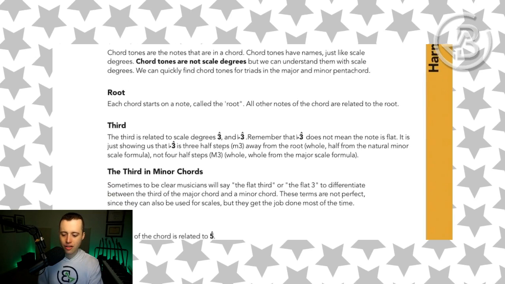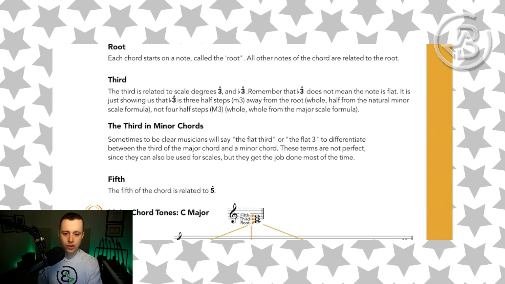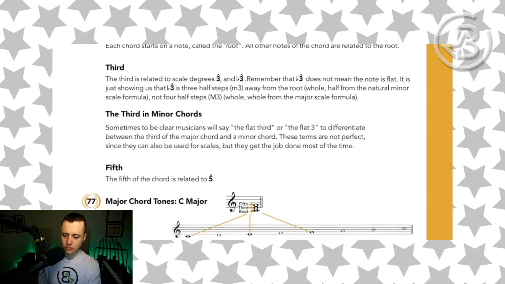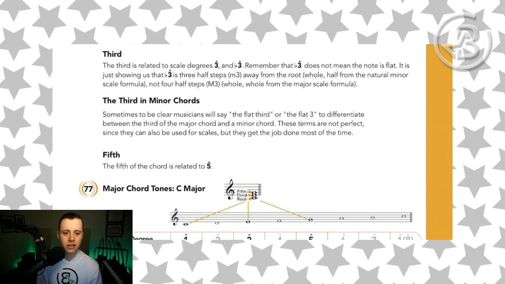So we have 3 chord tones in triads because we have, well, 3 notes. The name of the first note is called the root. All other notes in the chord are going to be related to the root, just like in scales, all scale degrees are related to the tonic. So the root is kind of like the tonic. The next note in a triad is going to be the third.